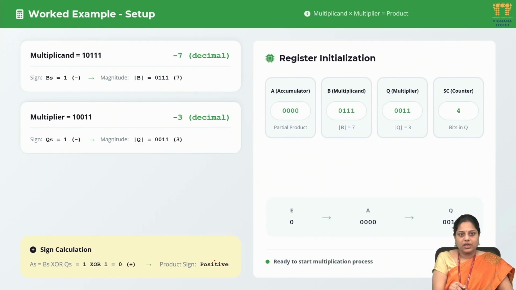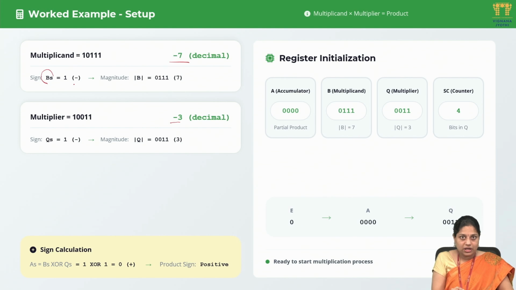Now here we can see a working example. I am considering my multiplicand as 7, and the sign of the 7 is negative, and the multiplier is 3, and the sign is also negative. The sign is represented in the flip-flop BS, so the value will be 1 as it is negative, and the same with QS, which is 1. The value of register B is the binary value of decimal 7, that is 0111, and Q, which is the multiplier, is the binary value of 3, which is 0011.